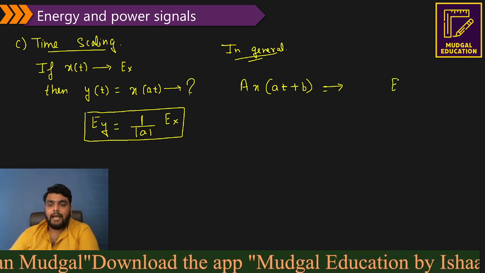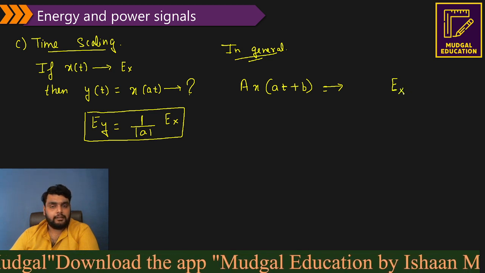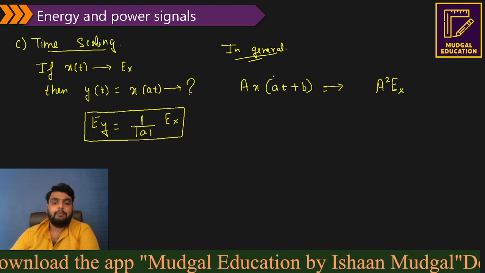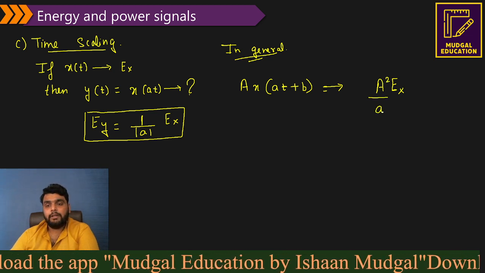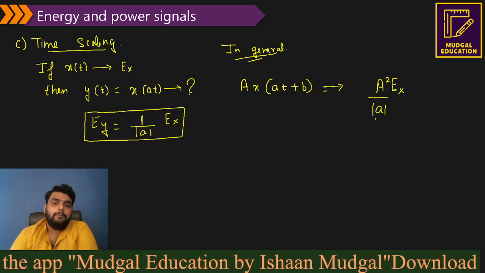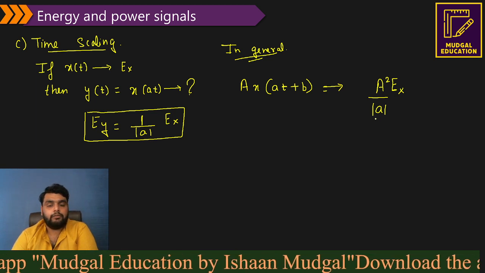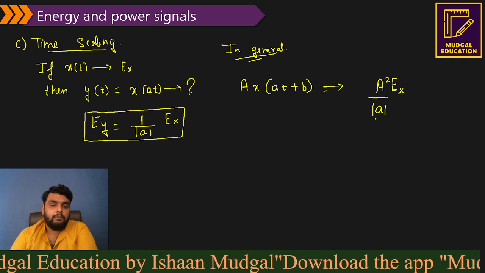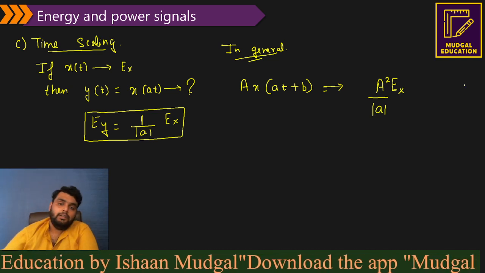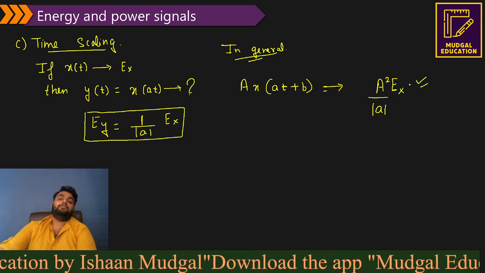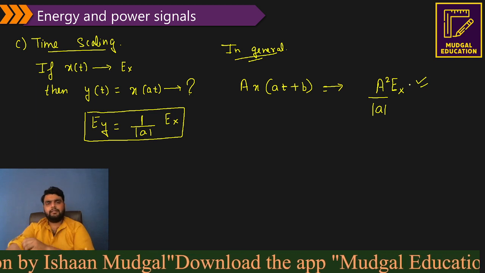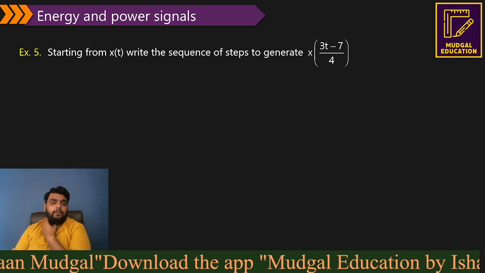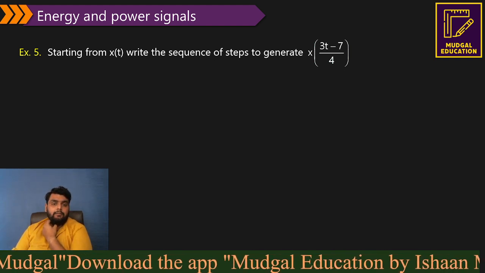First of all, the energy of the original signal is Ex. Now because of amplitude scaling it becomes A square, and because of time scaling it will be divided by the magnitude of a, and there is no impact because of the time shifting. Understood? So this is the final result you need to remember. For example, we need to find out, the question is wrong.